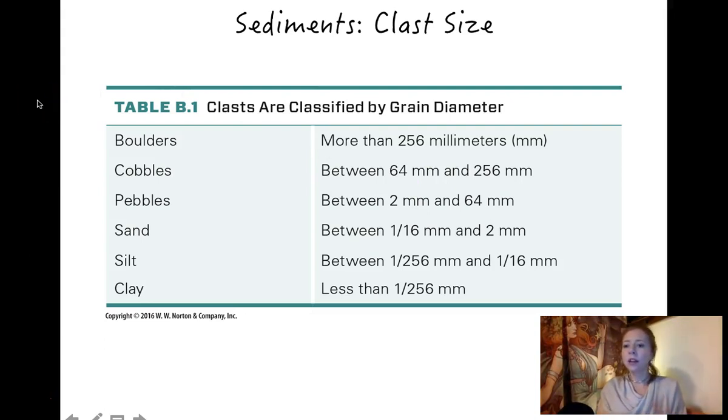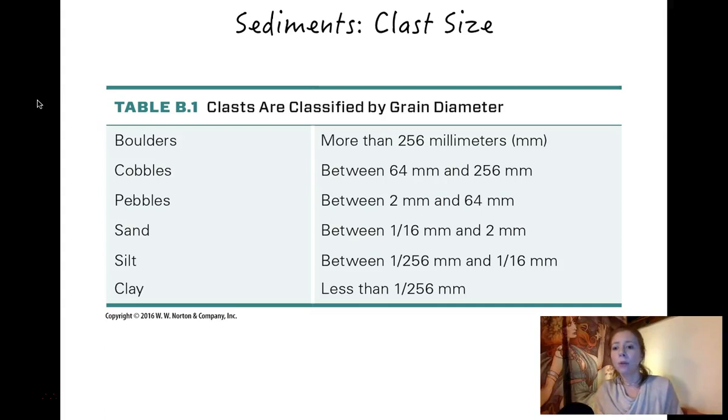Now, in the concept and vocabulary sheet that I posted, you'll see a little bit about sediment texture. So sediment texture has to do with the size and shape of the sediments. So let's start with particle size. Boulders are classified as greater than 256 millimeters in diameter. Cobbles are between 64 and 256 millimeters in diameter. Pebbles are between 2 millimeters and 64 millimeters in diameter. Then sand is between 1/16 of a millimeter and 2 millimeters.